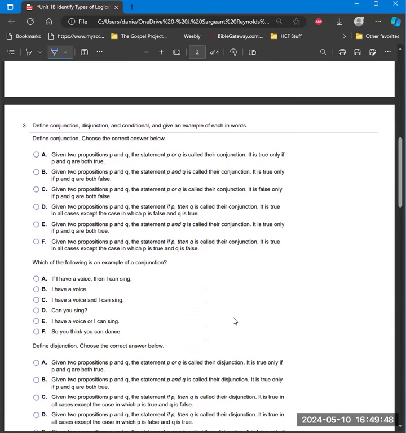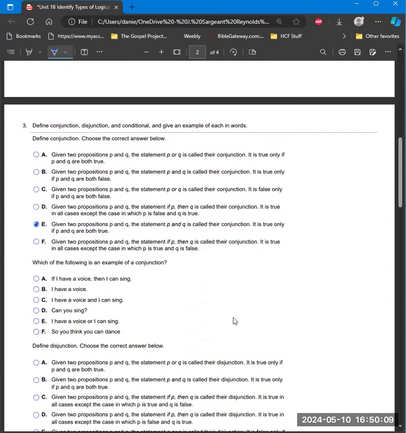All right, define conjunction, disjunction, and conditional and give examples in words. A conjunction would be an and statement. So given two propositions P and Q, the statement P and Q is called their conjunction. It's only true if both P and Q are true.